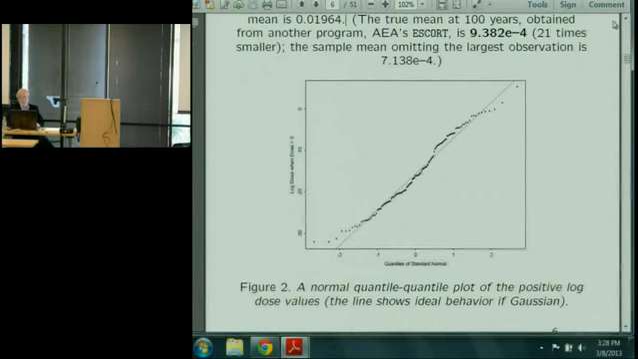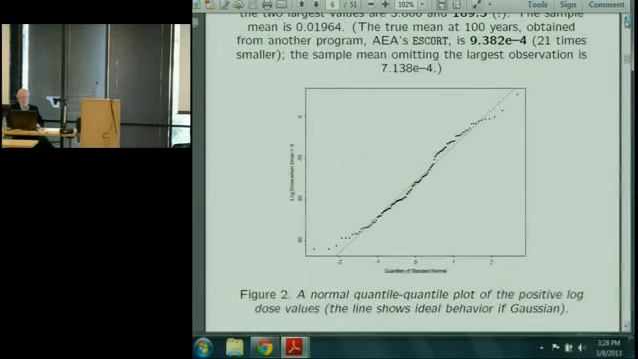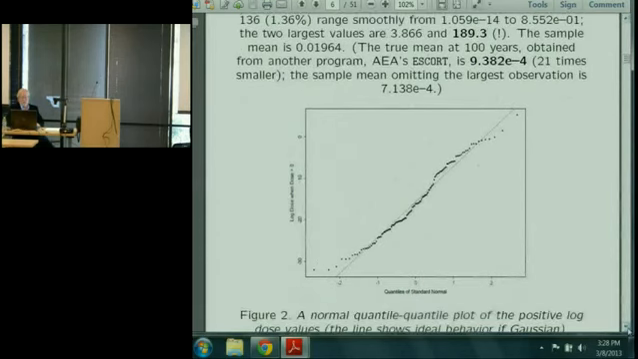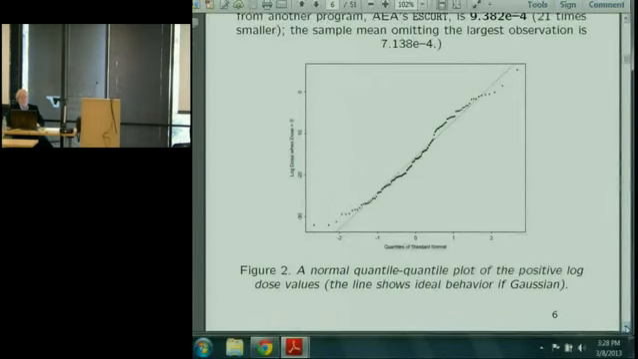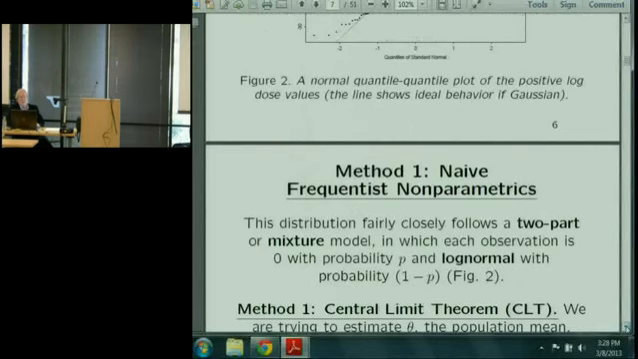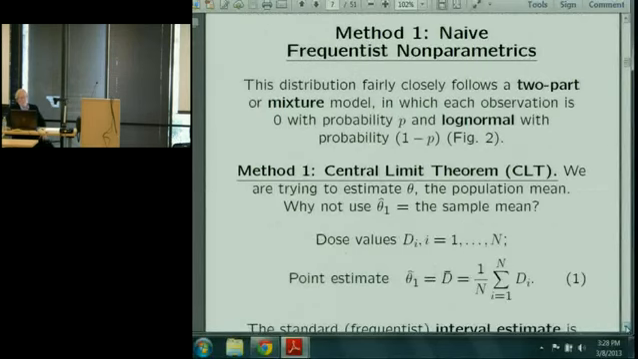So I took all the positive dose values and took their logarithms and made a normal QQ plot. And actually, it looks a fair amount like a Gaussian. So if you wanted to do Bayesian nonparametrics here, it would not be a bad idea to center the Polya tree or Dirichlet process prior at the log normal, but with unknown mean and variance, and then go from there. Well, let's try first naive frequentist nonparametrics. This distribution fairly closely follows a 2-part or mixture model in which each observation is 0 with probability p and log normal with probability 1 minus p. And I showed you that normal probability plot.